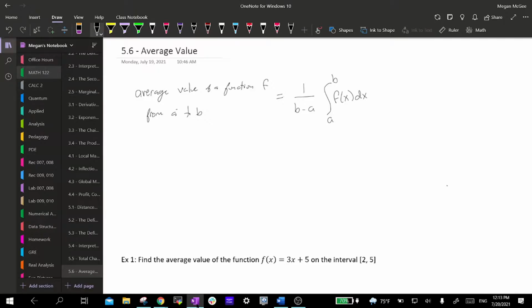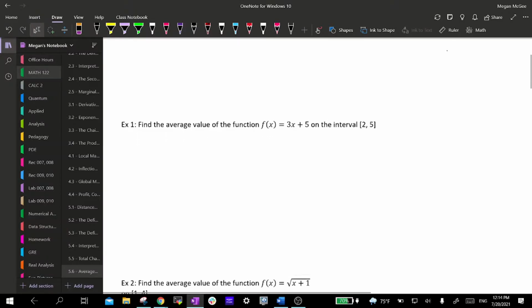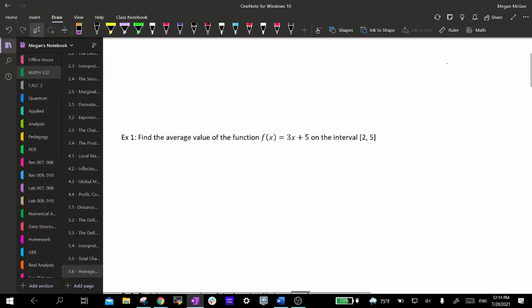Like we already made a comment about, essentially what this formula is doing is adding up all the data points and dividing by the length of the interval. So let's go ahead and perform an actual calculation. Let's look at example number 1. We want to find the average value of this function here, a linear function on the interval from 2 to 5.